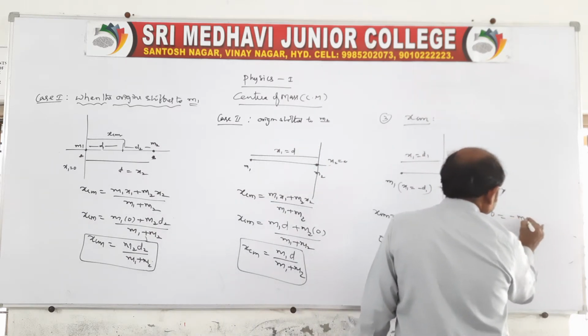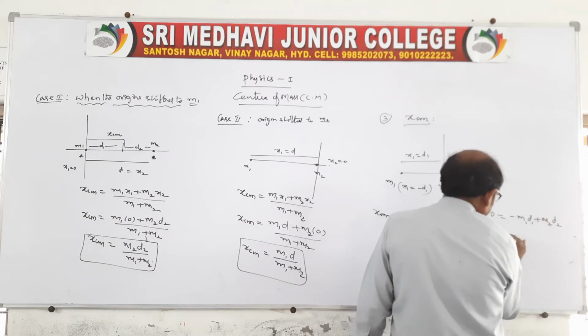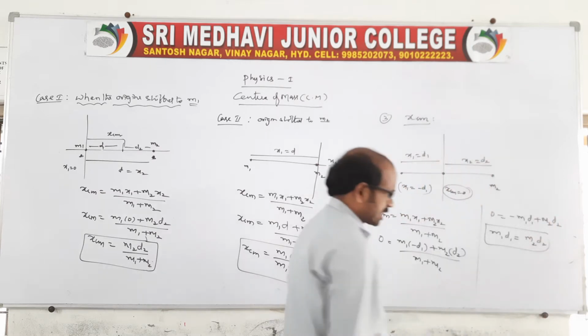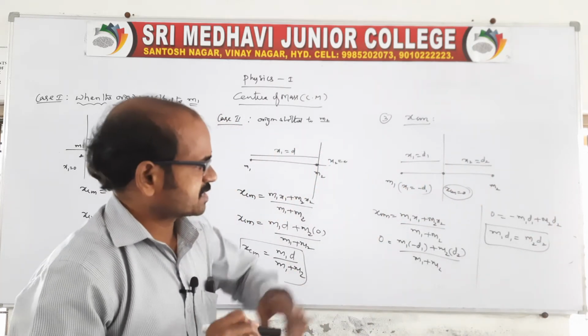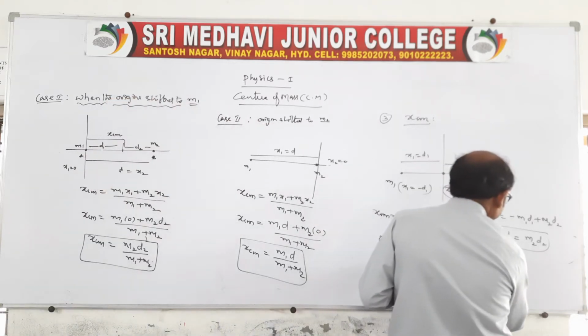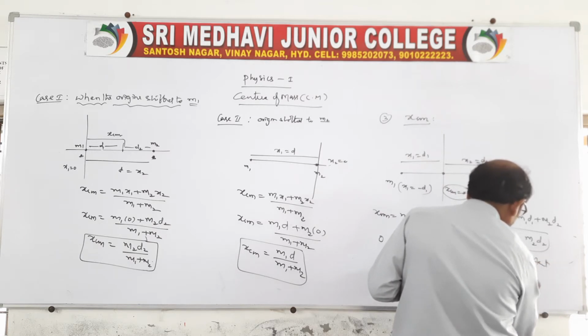0 is equal to minus m1 d1 plus m2 d2. Therefore m1 d1 is equal to m2 d2. This is the final expression. Actually we started from there only. In the previous class, we started from m1 d1 is equal to m2 d2, or we can also write md is equal to constant. Therefore m is inversely proportional to d.